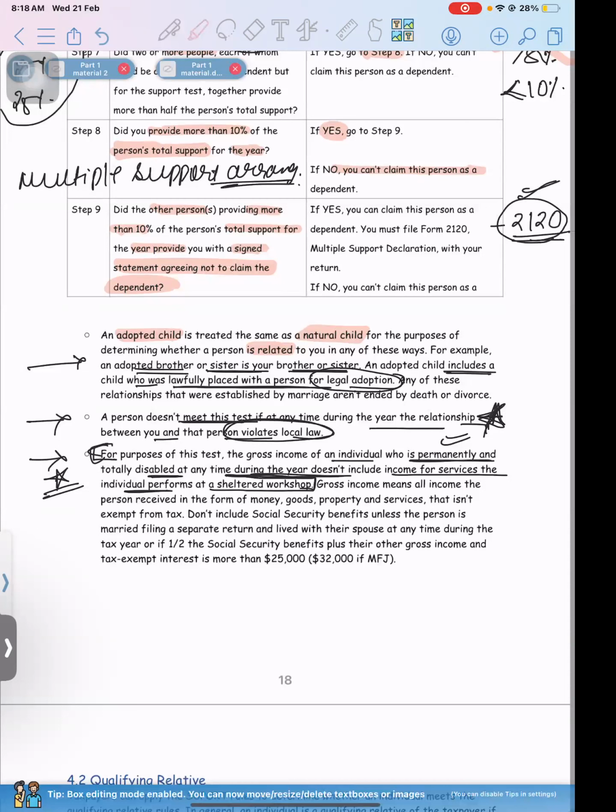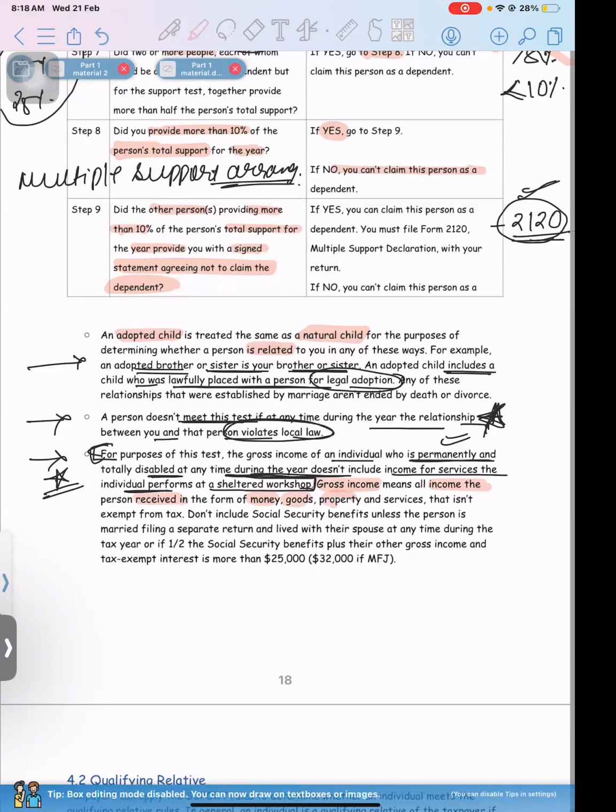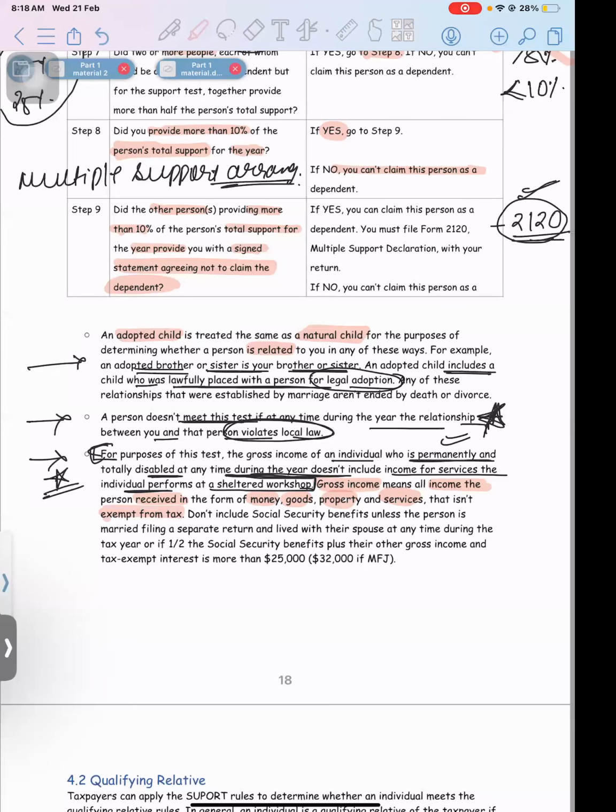Now what all things are included in gross income? Gross income means all income the person received in the form of money, goods, property and services that isn't exempt from tax. That means all your interest, dividends, wages, tip income, commission. If you're doing business, or earning rental income, everything will be considered in your gross income.